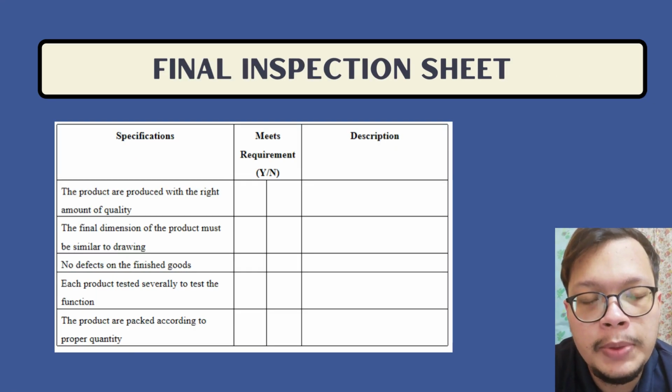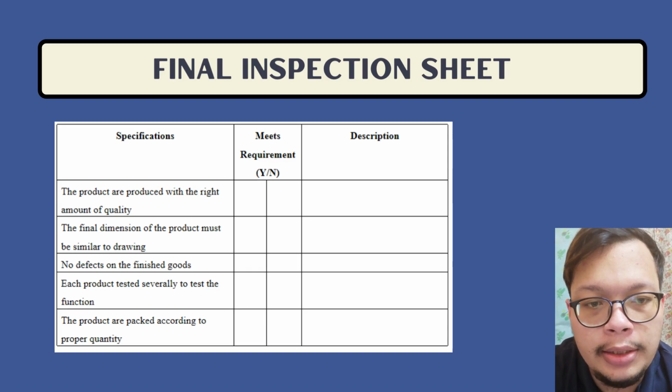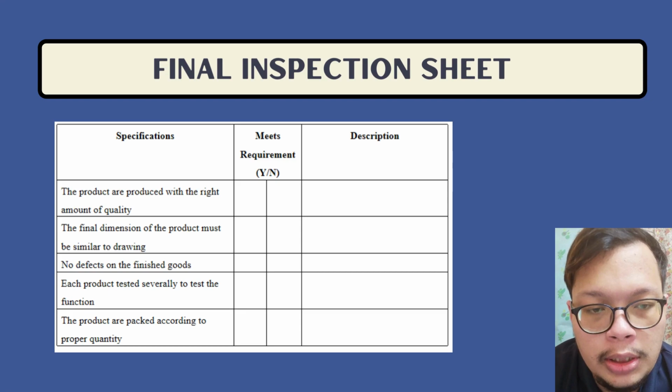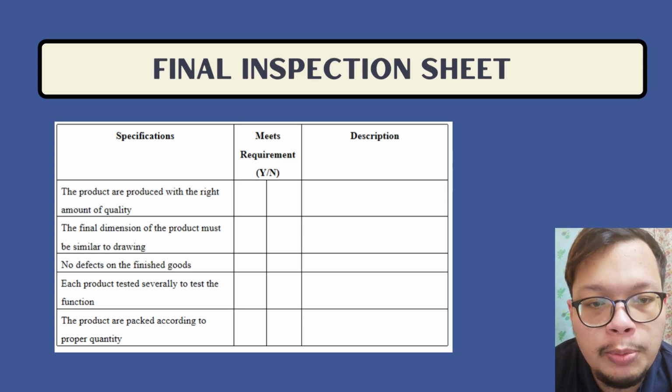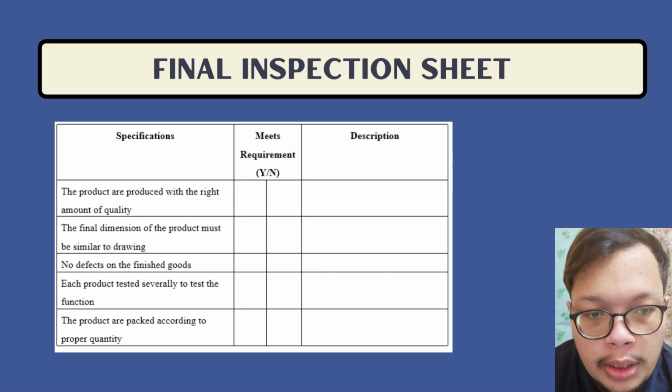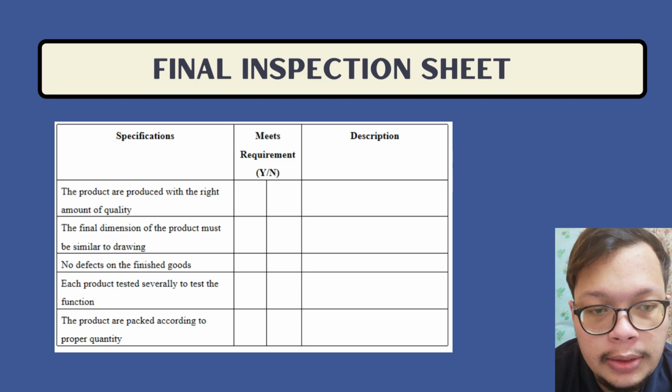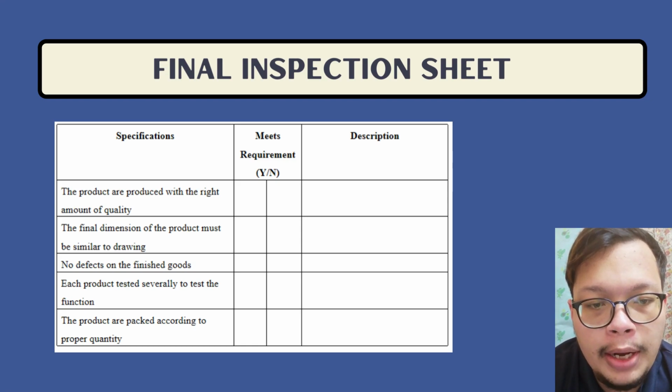These are the final inspection sheet for the keychain. The products are produced with the right amount of quality. The final dimension of the product must be similar to the drawing. No defects on the finished goods. Each product is tested several times to test the function, and the products are packed according to proper quantity.